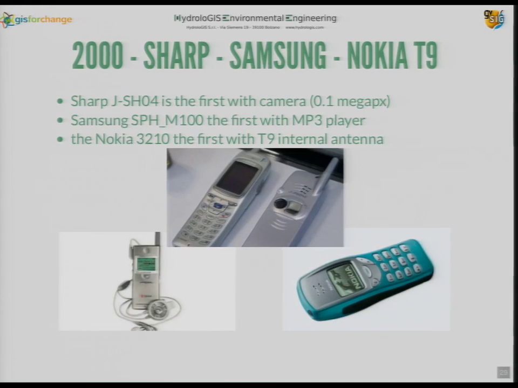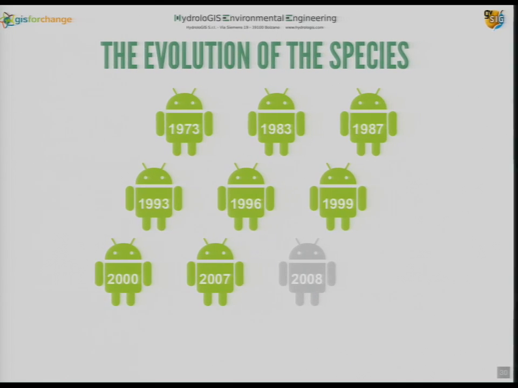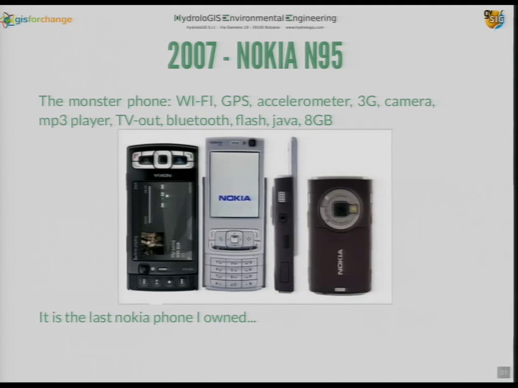In 2000, we were already there. A lot of things came out with MP3 readers. You started to have cameras on the phones, and you had the possibility to have an internal antenna and correction of your writing through the T9 system. So things were rather big at that time, and in 2007, a really monster phone came out. I owned it, I really liked it, the Nokia N95, which had more or less everything you would need. Wi-Fi, GPS, accelerometer. You could program it in Java, in other languages. Huge storage for that time.